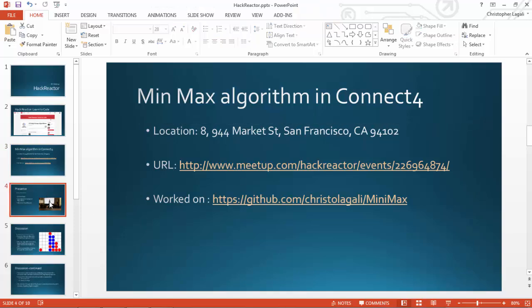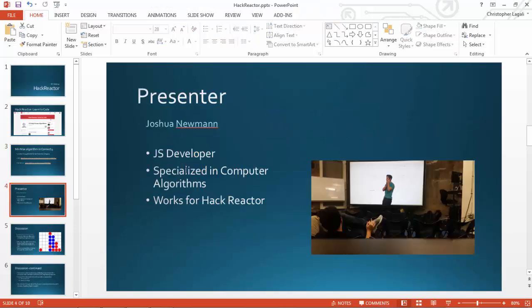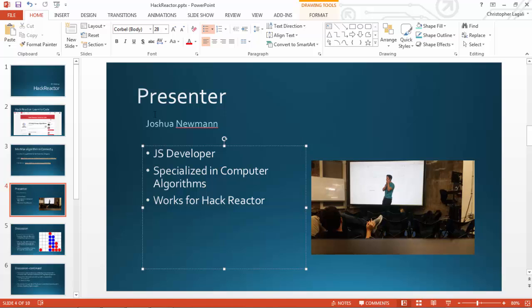The presenter for this session was Joshua Newman. He talked about the min-max algorithm, gave us a set of code in JavaScript, and asked us to download the whole source code that he worked on. We had to work on one of the functions that would do the min-max calculation for him. He works for Hack Reactor, and he specializes in computer algorithms.